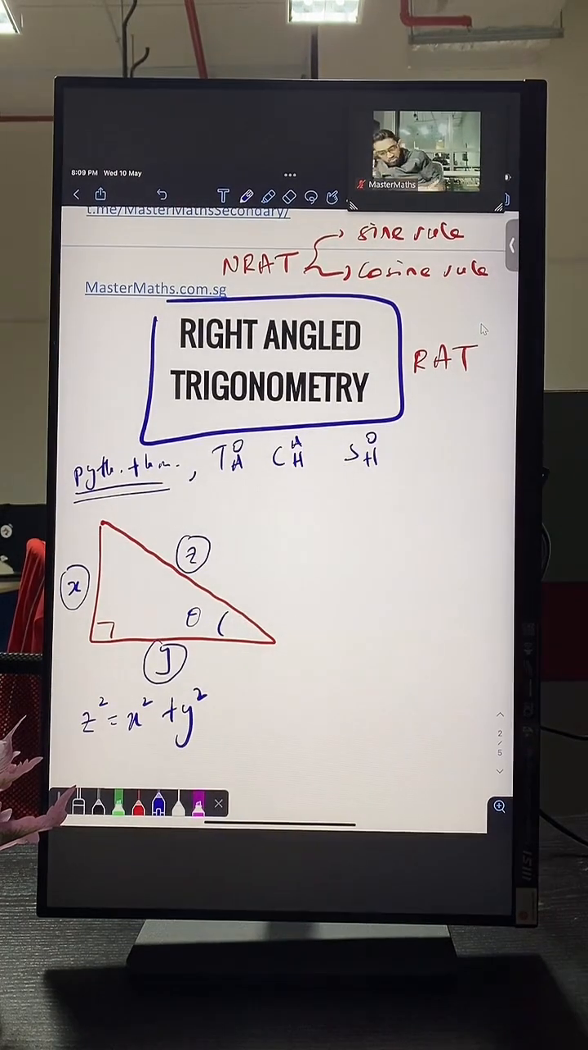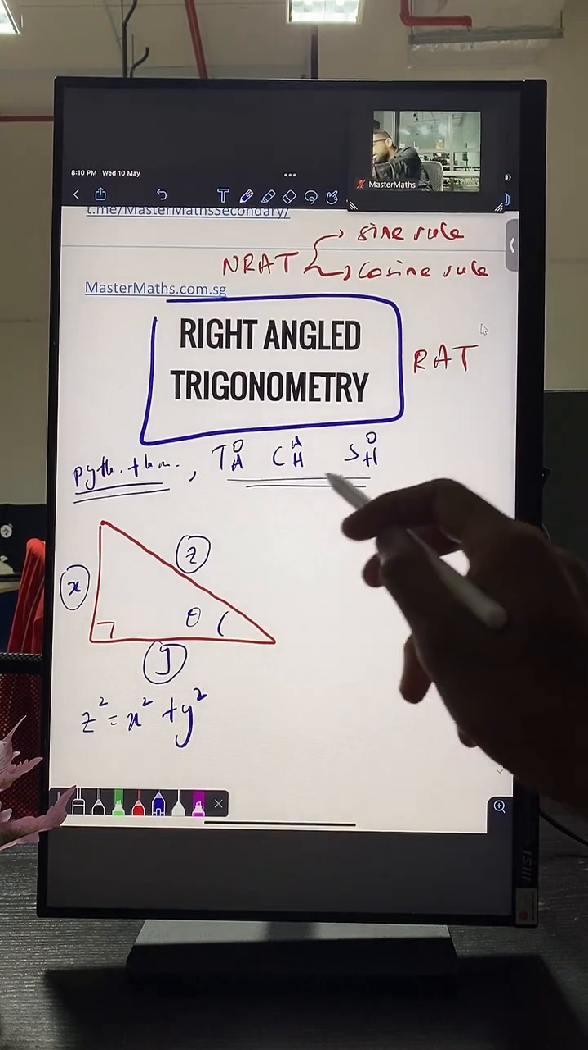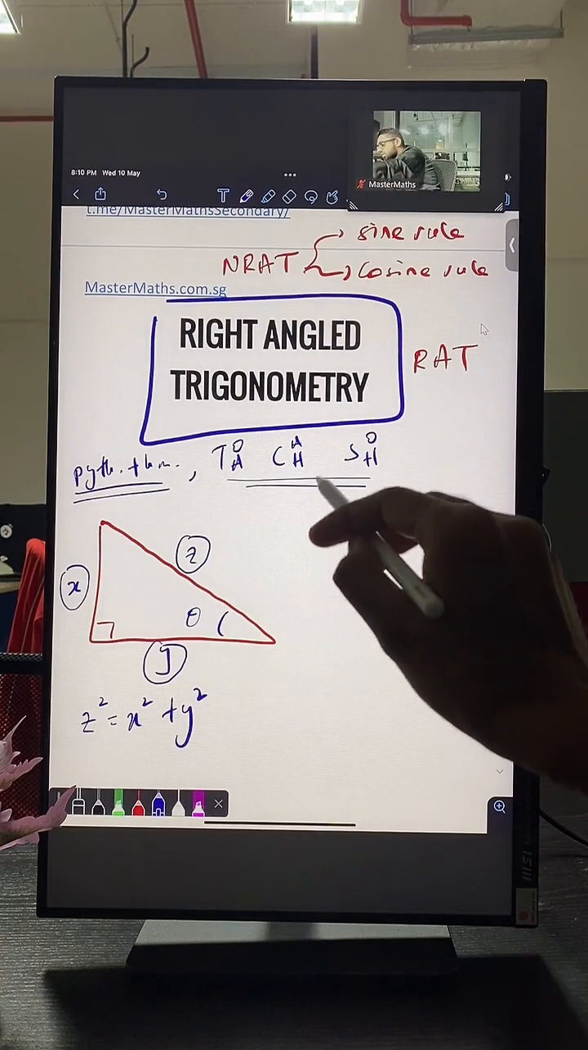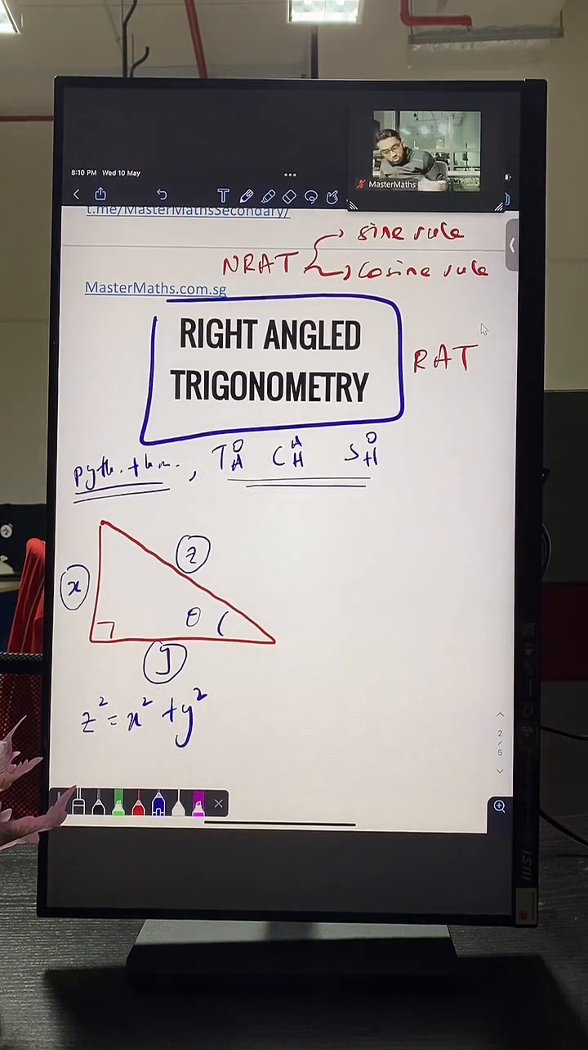Okay, and let's say, for example, you want to learn more about TOA CAH SOH. TOA CAH SOH is not just about length. TOA CAH SOH is also about angles as well. So, let's try and tackle TOA CAH SOH right now. So, TOA CAH SOH tells you that the tangent of an angle, any angle, will always be equal to the opposite length over the adjacent length.